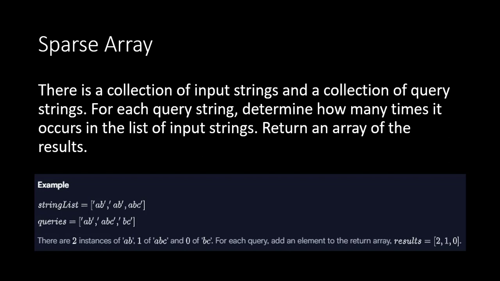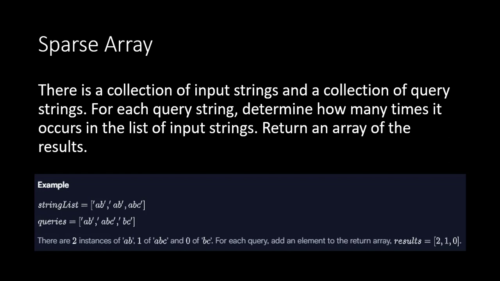So AB, in the queries, appeared two times, so the result, which should also be in an array, by the way, or printing is also fine, should be two first, then ABC, the next element in the queries array. ABC appeared only once, so it should be one, and BC didn't appear at all, so the answer should be 2 1 0. Hope it's clear.